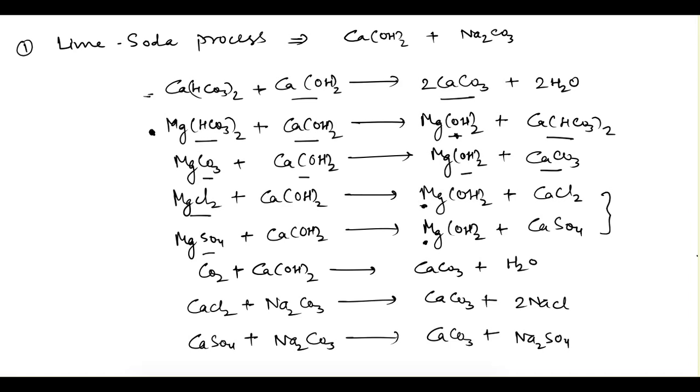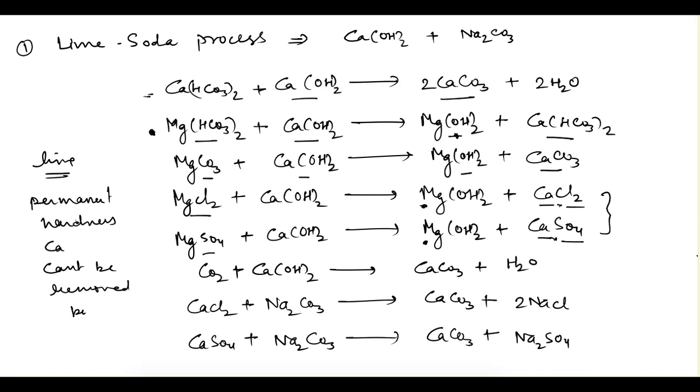But here we get these two permanent hardness giving compounds also, that is CaCl2 and CaSO4, and these two cannot be removed by lime. This is a small point you can remember: the permanent hardness due to calcium compounds cannot be removed by lime. But here you can see that magnesium hardness, temporary as well as permanent, all of it has been removed by only the addition of lime.